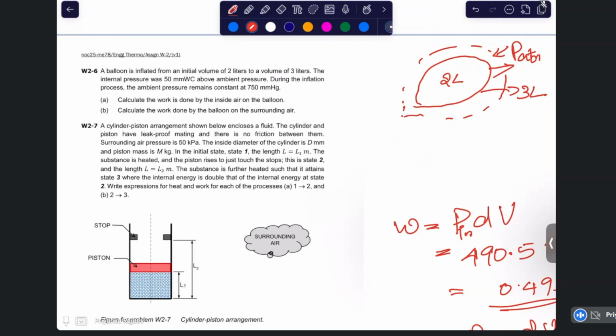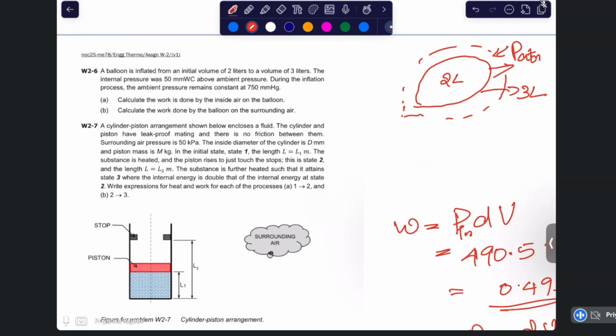The inside diameter of the cylinder is d mm and piston mass is m kilogram. In the initial state, state 1, the length L equals L1 meter, and the substance is heated and the piston rises to just touch the stops. This is state 2 and the length L is L2. The substance is further heated such that it attains state 3 where the internal energy is double that at state 2. Write expression for heat and work for each of the processes, like from state 1 to state 2 and state 2 to state 3.